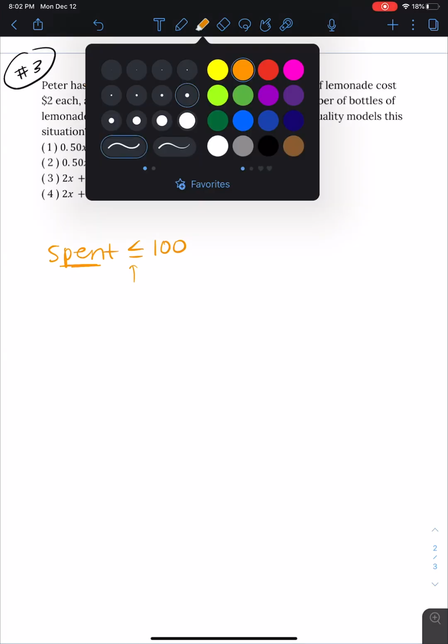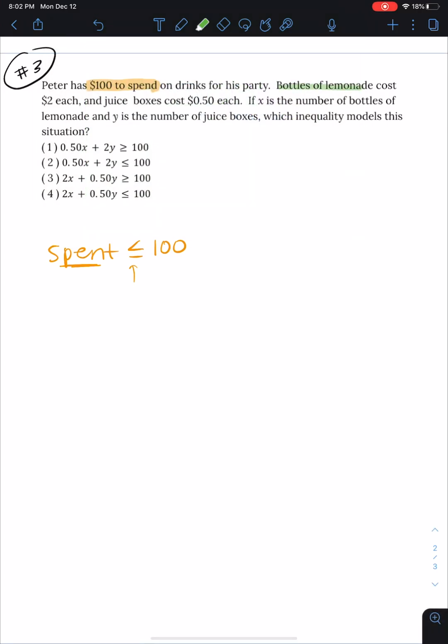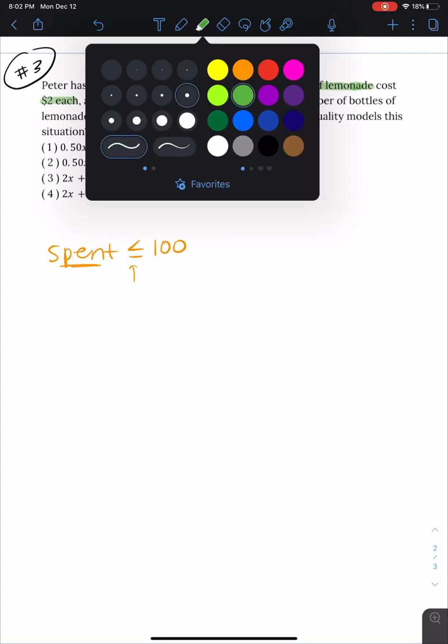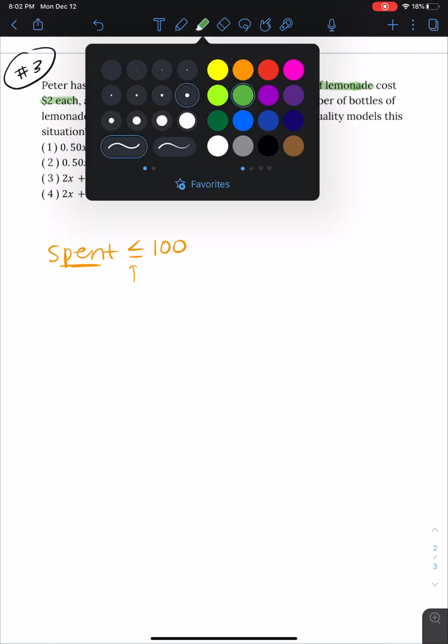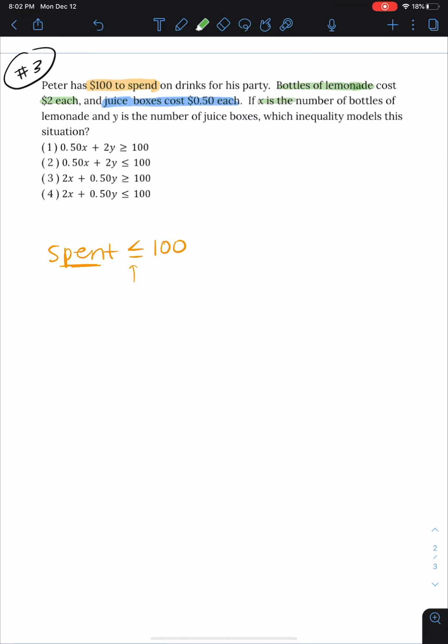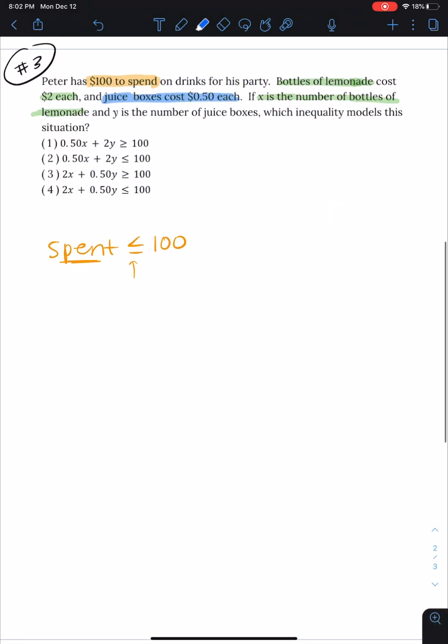Okay, then we know that we have bottles of lemonade. So I'm going to highlight lemonade costing $2 each. And juice boxes costing 50 cents each. Okay, so now we have two variables, juice boxes and lemonade. And if I keep reading, we have X is the number of bottles of lemonade. Notice how I'm highlighting in green because I highlighted lemonade costing $2 each. And Y is the number of juice boxes that I have. So I'm trying to color coordinate here.